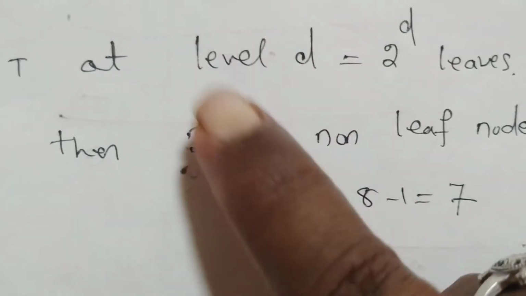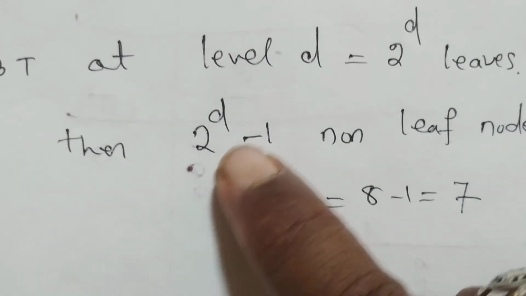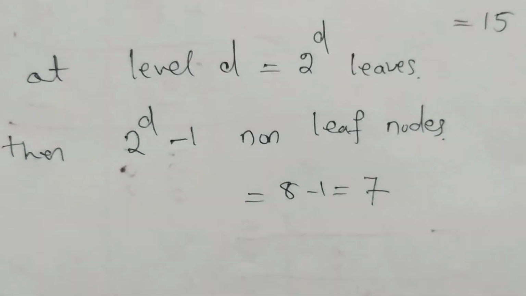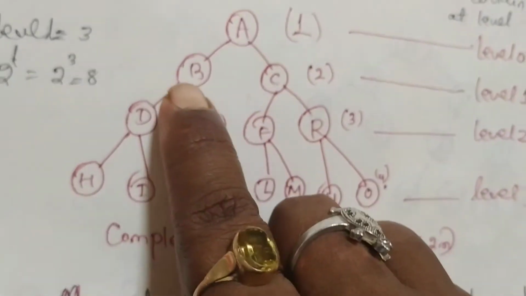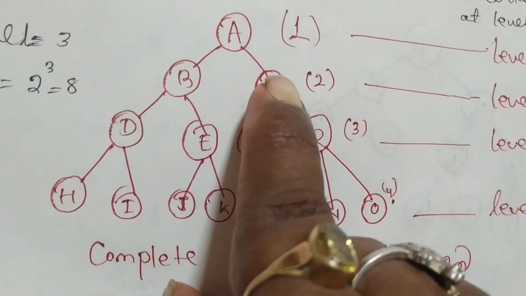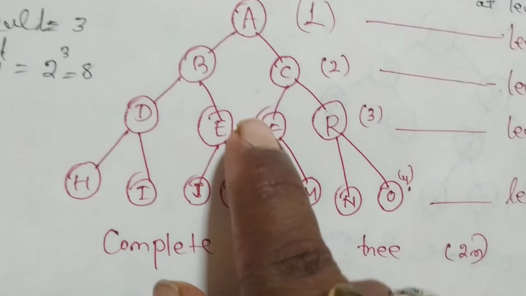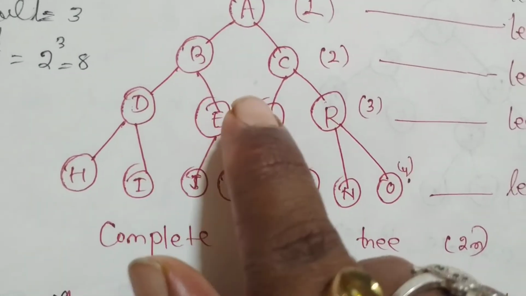So what is D in this diagram? 3. So 2 to the power 3 minus 1 is 7. Now check whether there are 7 non-leaf nodes in this diagram. Non-leaf nodes: 1, 2, 3, 4, 5, 6, 7. So the formula is satisfied, because a non-leaf node means a non-terminal node, meaning it has children. Okay, so I think you have understood this.